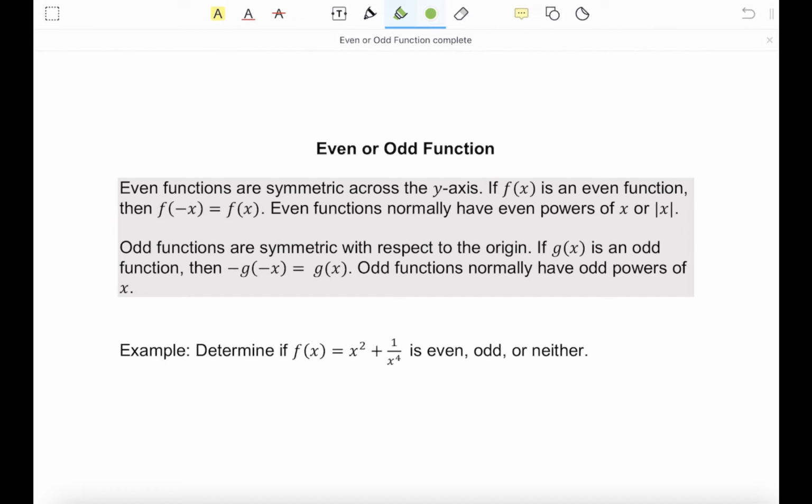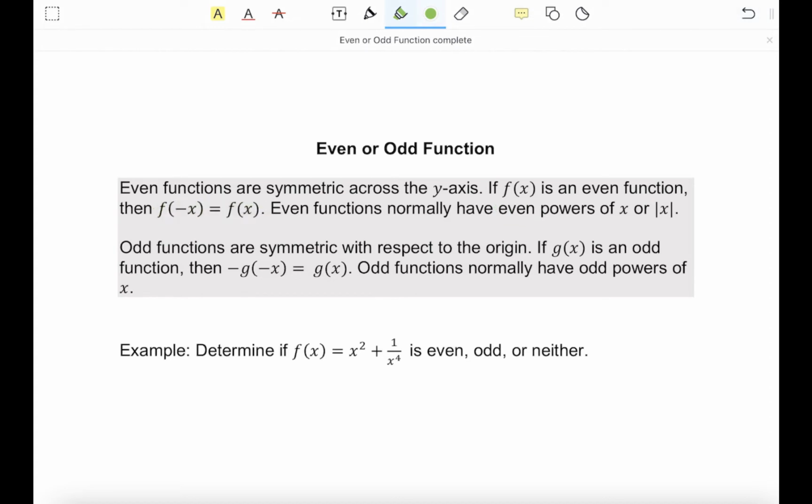There are algebraic ways of testing whether a function is even or odd, and they're given in the definitions here. For an even function, it's a little bit easier. You look at the function evaluated at the opposite of x. If you get the same thing as f of x, then it is an even function. Another thing you can tell algebraically is that the powers of x for even functions are normally even.